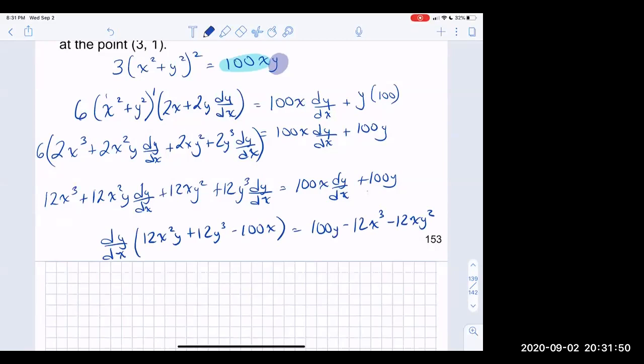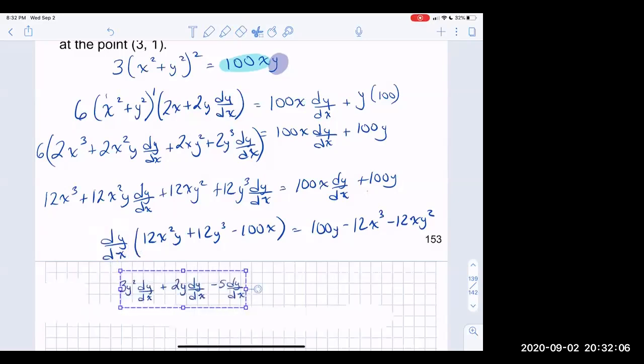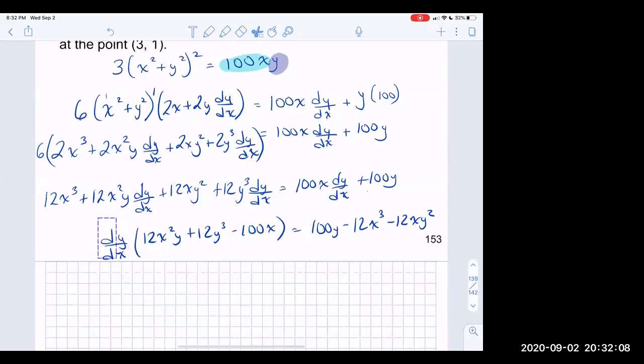I knew my next step was to factor, so I just did it all at once. Okay, now the last step is to divide. So I've got dy/dx equals this stuff.